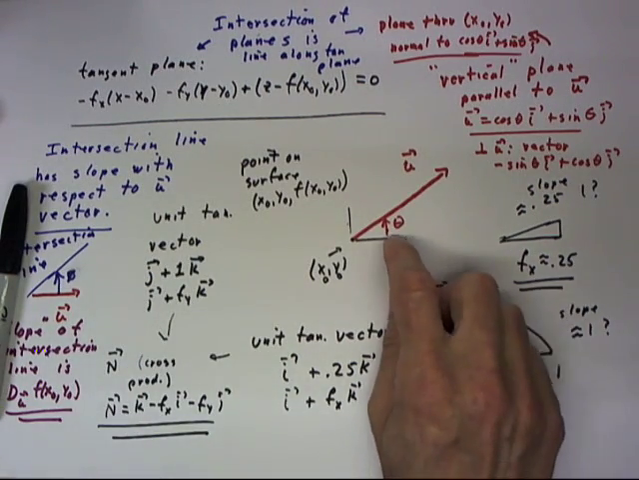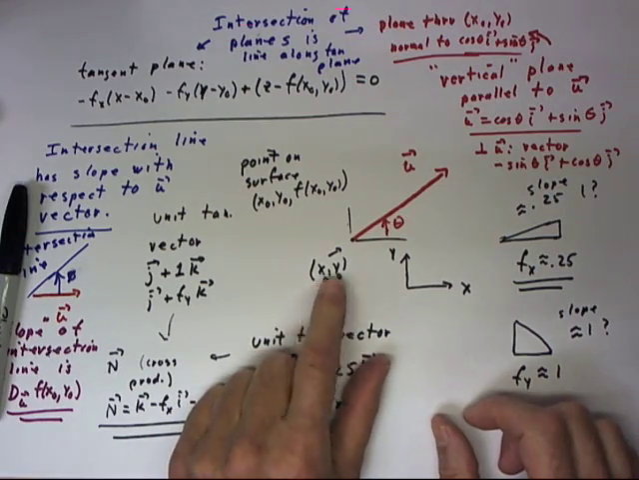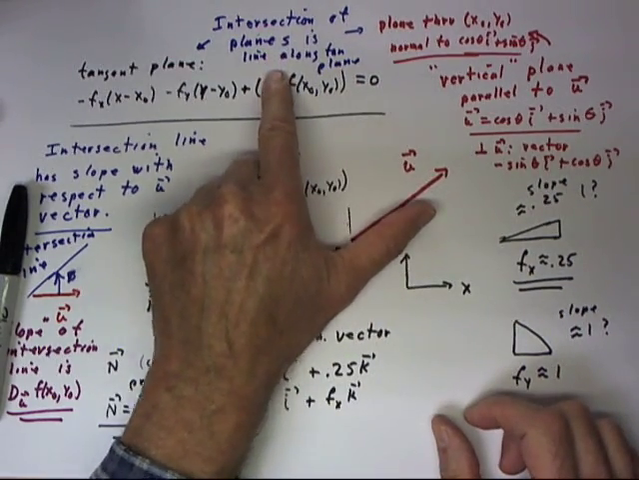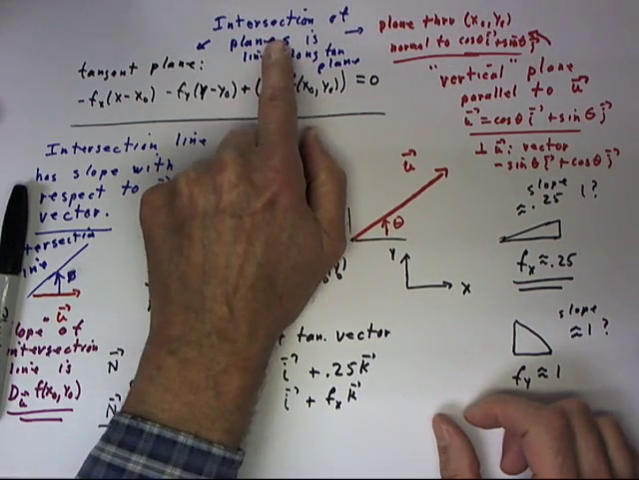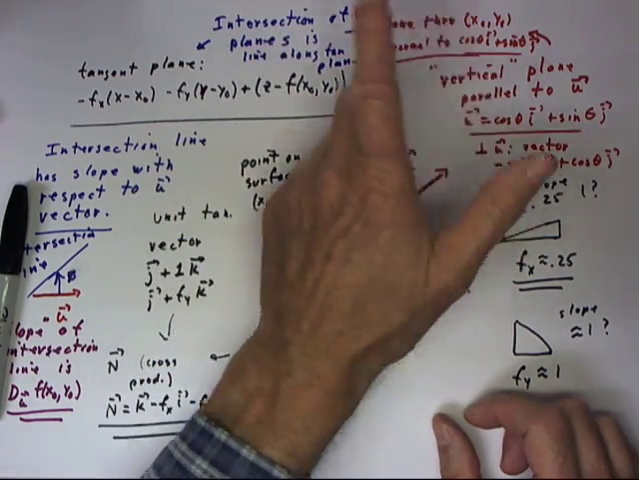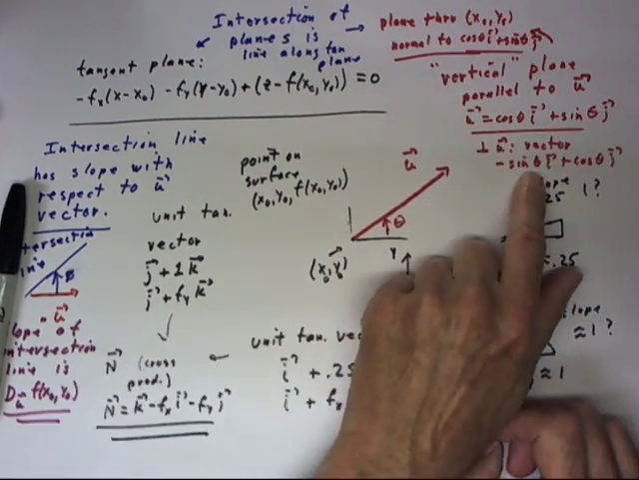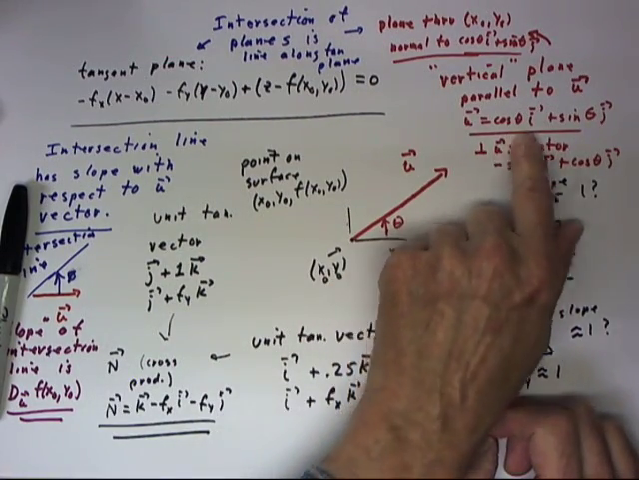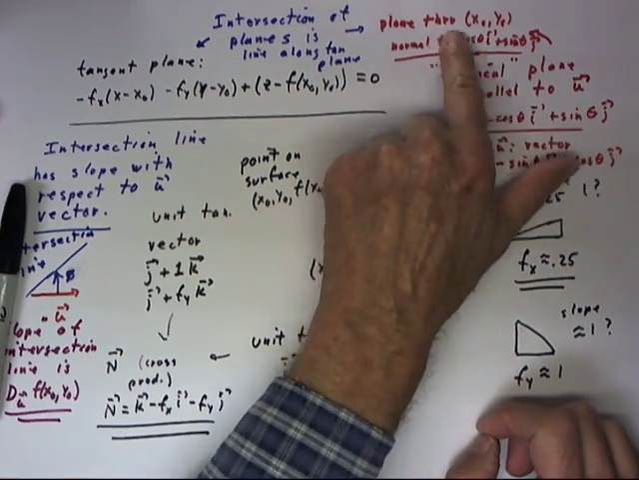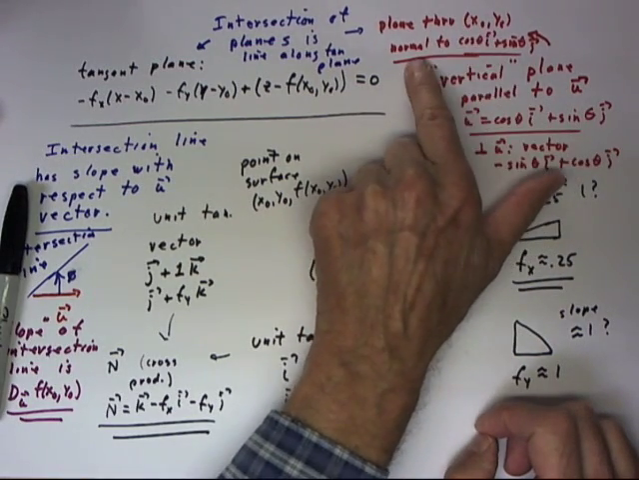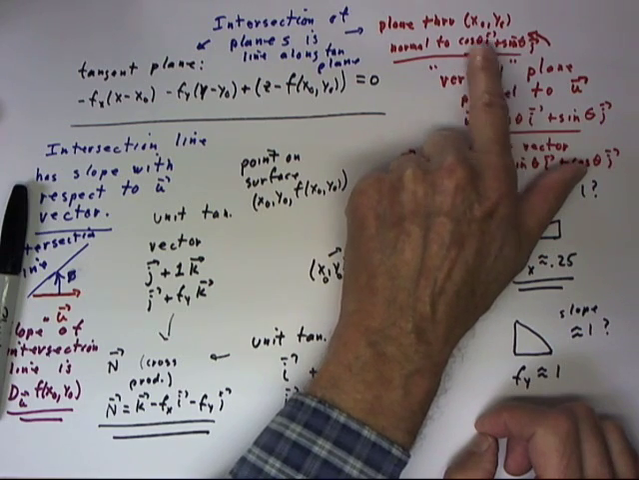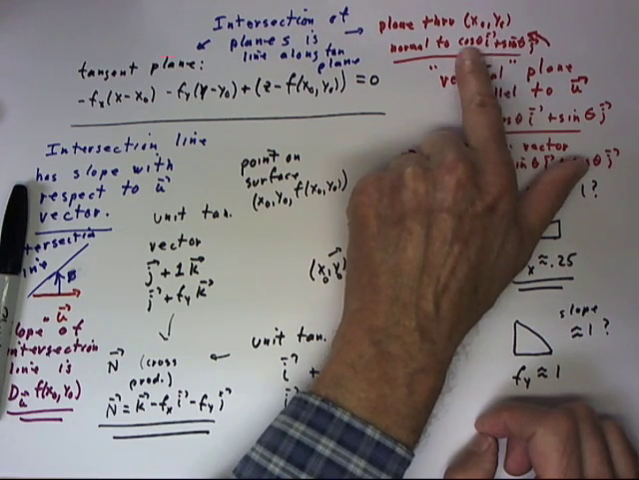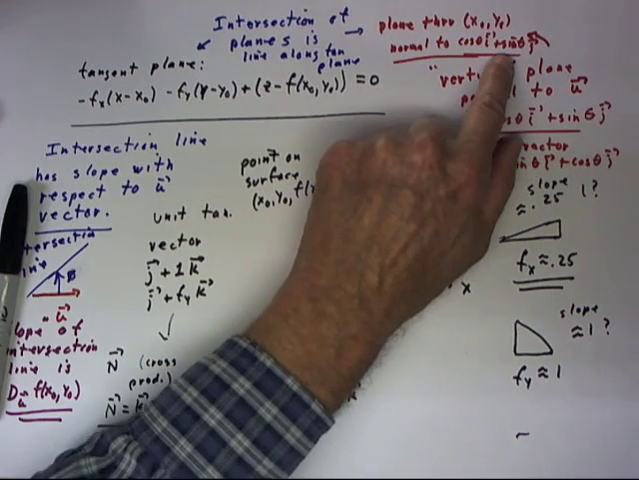If we know the angle theta and the coordinates of the point x naught, y naught, it's an easy task to find the equation of the plane. Again, if we know x naught, y naught and the angle theta, it's easy to find a plane through x naught, y naught normal to, and I've got that written wrong, cosine theta I plus sine theta j.